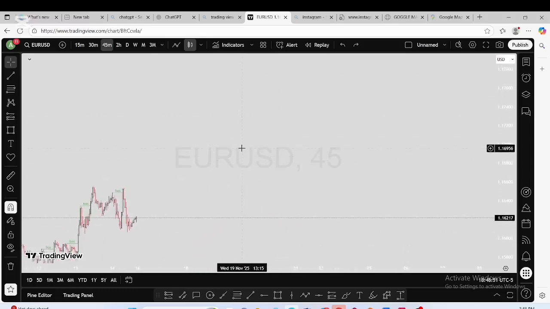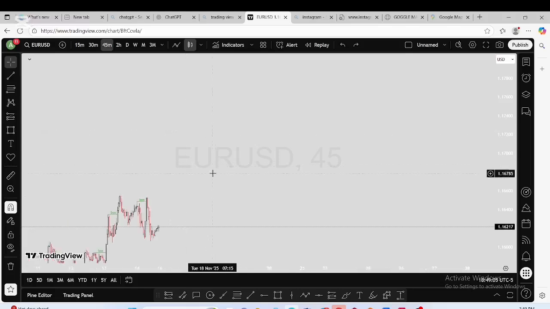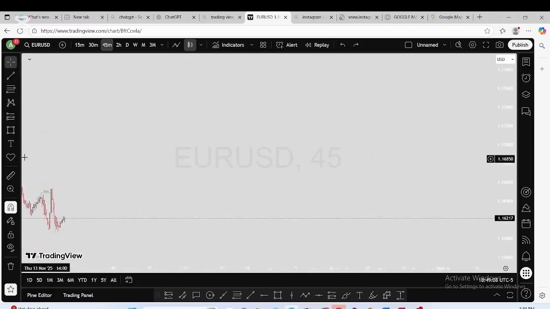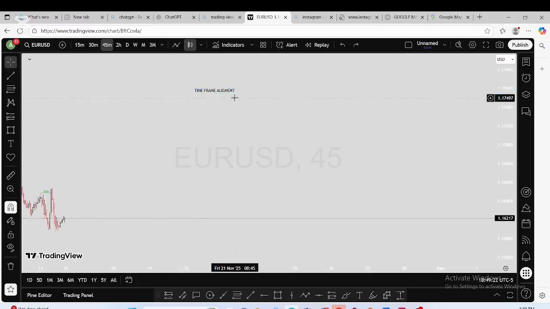But before I proceed on analysis, there are things I want to explain, and I would love if you can pay attention to it, because it can add one or two knowledge to what you have before. So I'll start from building bias, time frame alignment. When I'm building my bias, I start from higher time frame, which is weekly and daily.